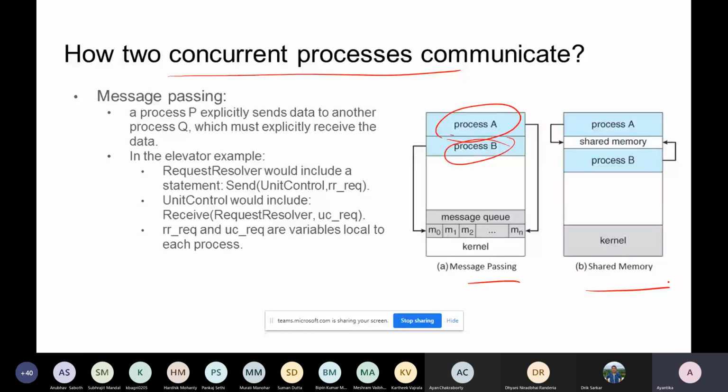In your processor, the storage part is your memory. In most cases, each process has its own memory. They fetch the data or associated files, everything from there, and they execute their program. But in case of a communication requirement, there is a concept of shared memory, which can be accessed by both process A and process B.